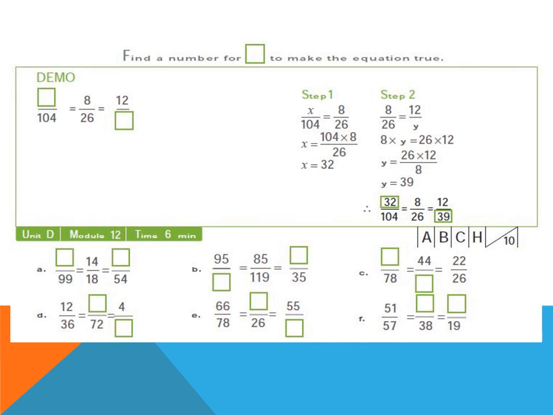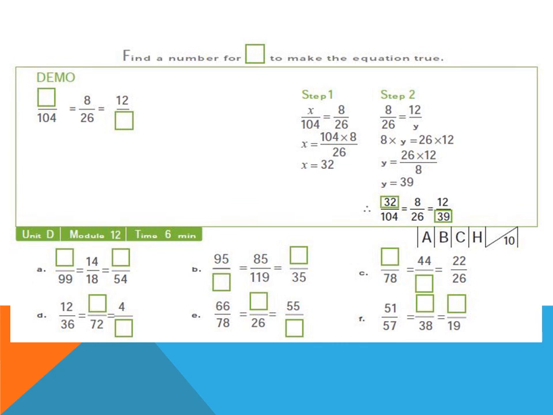Blank by 104 equal to 8 by 26 equal to 12 by blank. So what we will do, we will consider the first blank as x and the second blank as y. So step 1, x by 104 equal to 8 by 26, which after cross multiplication you will get x equal to 104 into 8 by 26. After simplifying we will get x equal to 32. So the first blank will be filled up by 32.